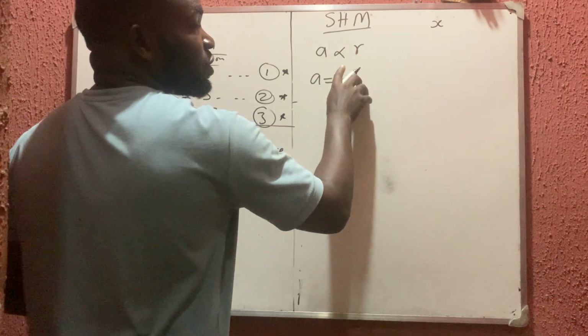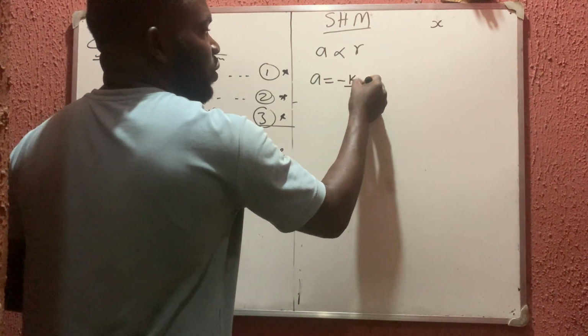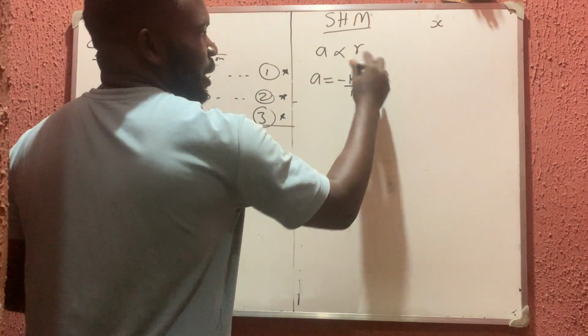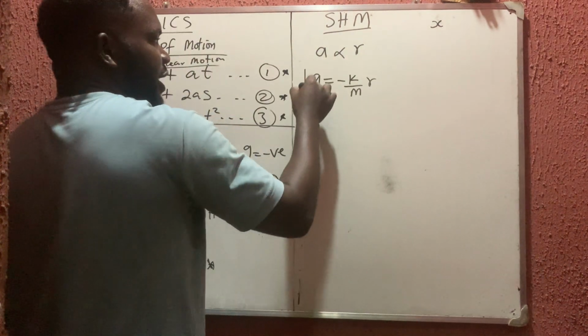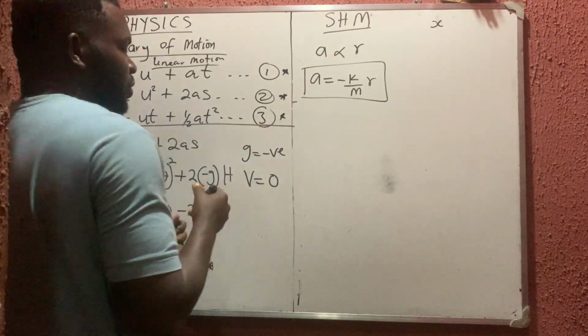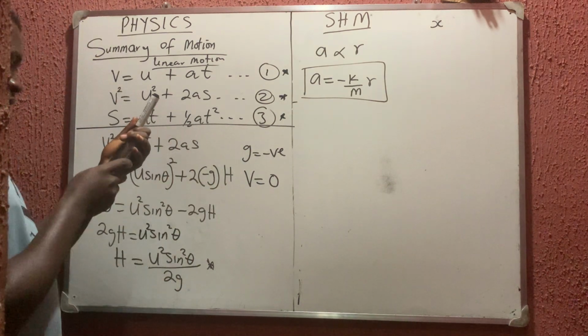Okay. The proportionality constant we're using here is what? Minus K over M, please. Okay. You now put your R. So you should know that your acceleration A is equal to what? Minus K over M, then R.